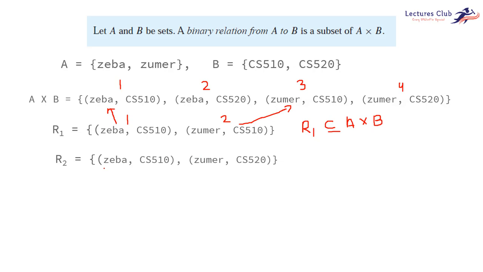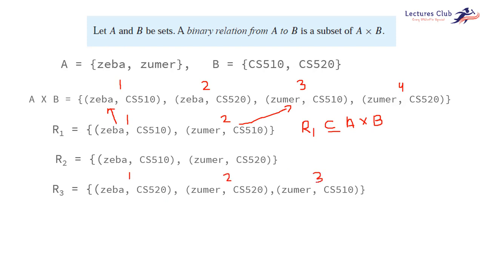Zeba enrolls in CS510 and Zumar enrolls in CS520. This is also a subset of A Cartesian product B. Similarly, there is another relation R3. Sorry, here Zeba enrolls in one course CS520 and Zumar enrolls in two courses, CS520 and CS510. So these three elements of R3 are all present in A Cartesian product B. So R3 is also a subset of A Cartesian product B.